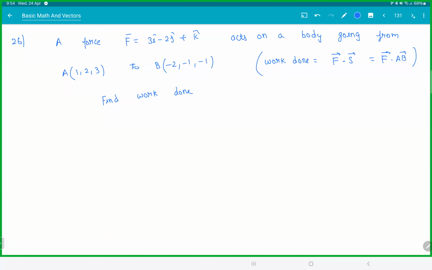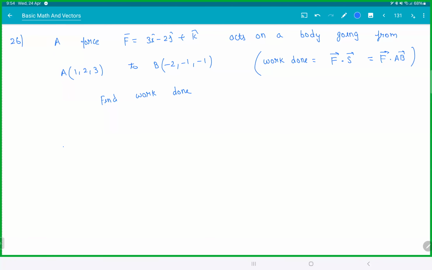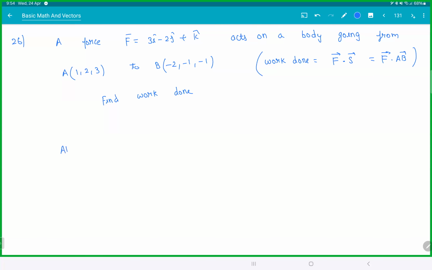Seven newtons, okay. First, you need to find AB bar. What is AB bar? You're going from A to B, so B is final, A is initial. So minus two, minus one, I cap. So you're doing B minus A. So minus one, minus two, J cap. Minus one, minus three, K cap. Minus 3i, minus 3j, minus 4k.